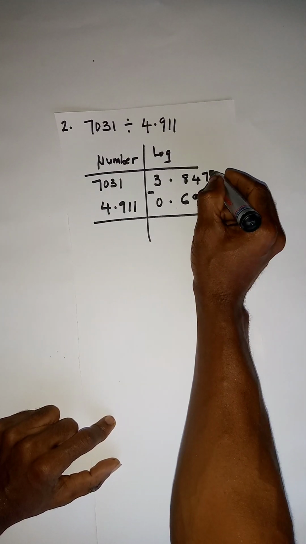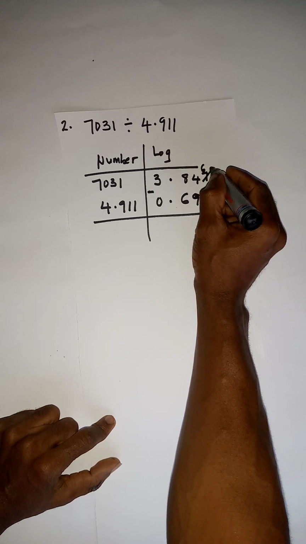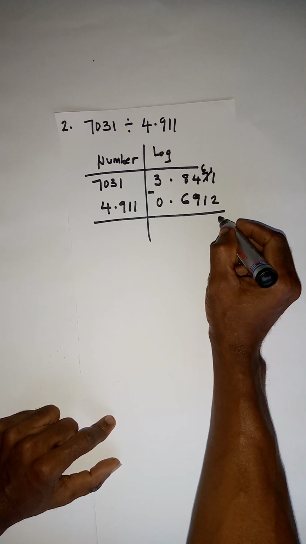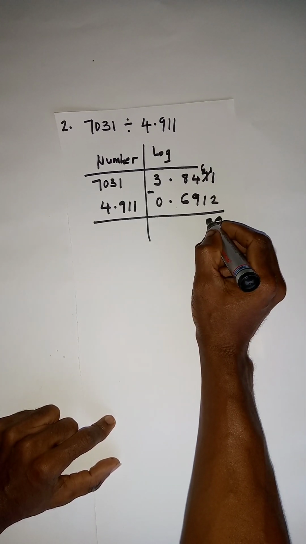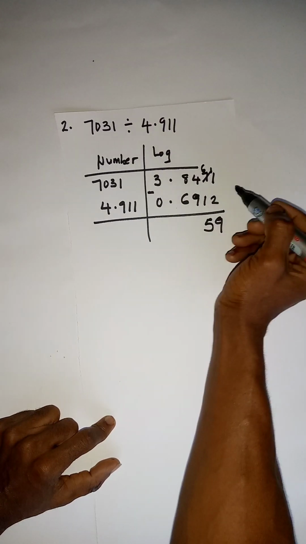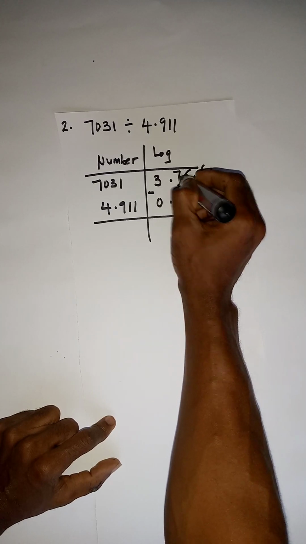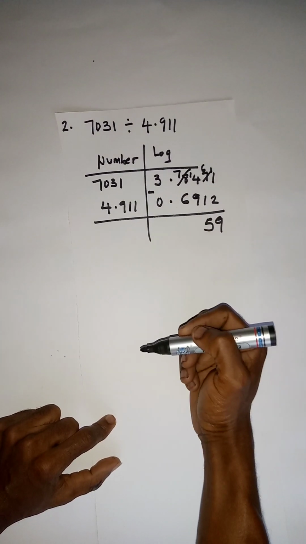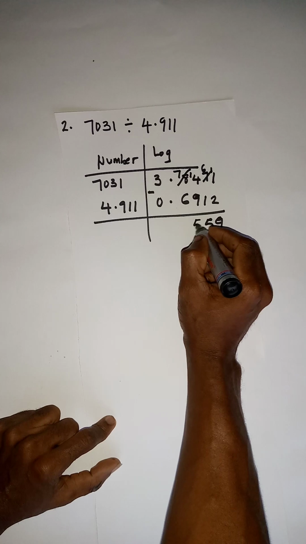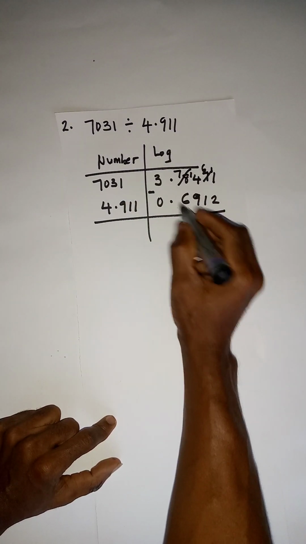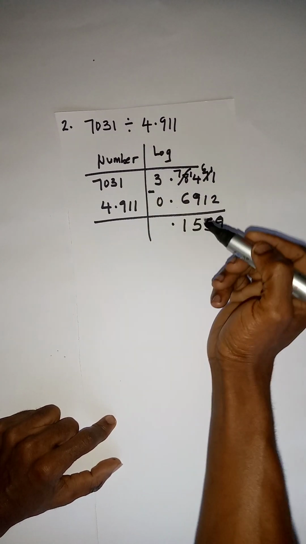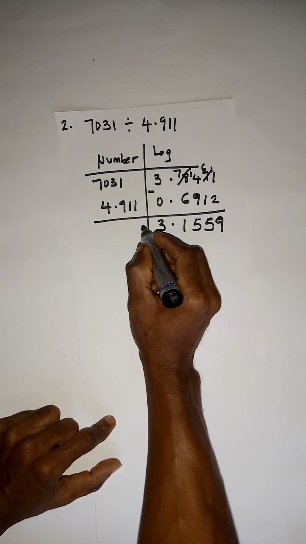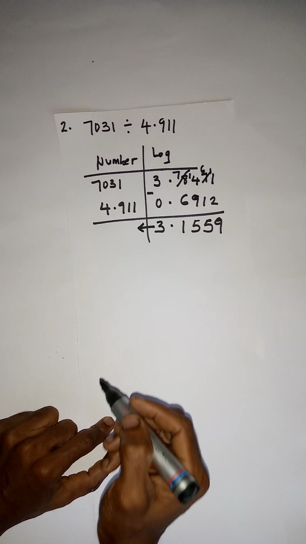1 minus 2 cannot. We take 1 from here, it becomes 6, here becomes 11. 11 minus 2, we have 9. 6 minus 1, we have 5. 4 minus 9 cannot. So you borrow 1, it becomes 7, here becomes 14. 14 minus 9, we have 5. 7 minus 6, we have 1 point. 3 minus 0, we have 3. Again, you go for the antilog of that.